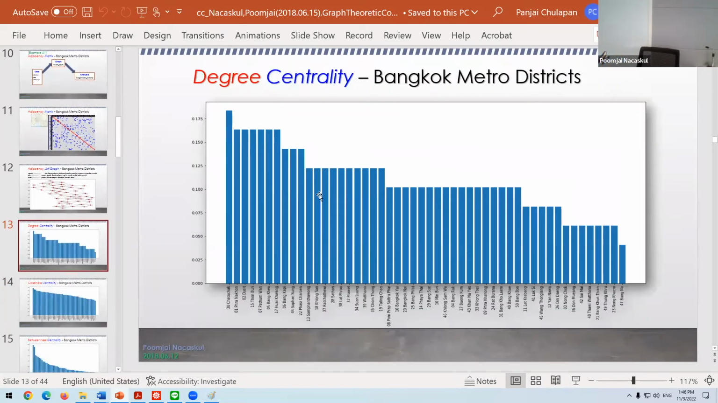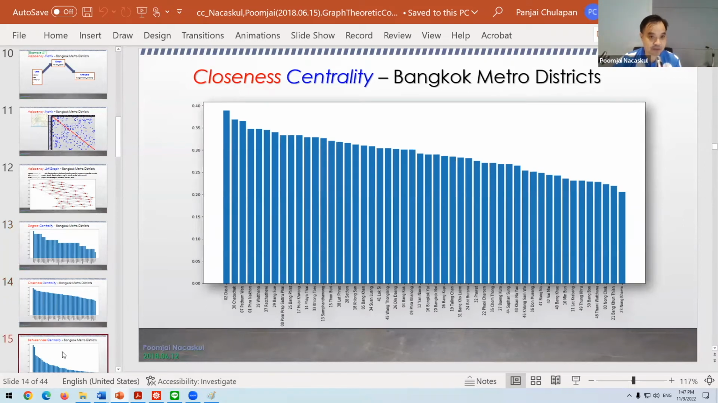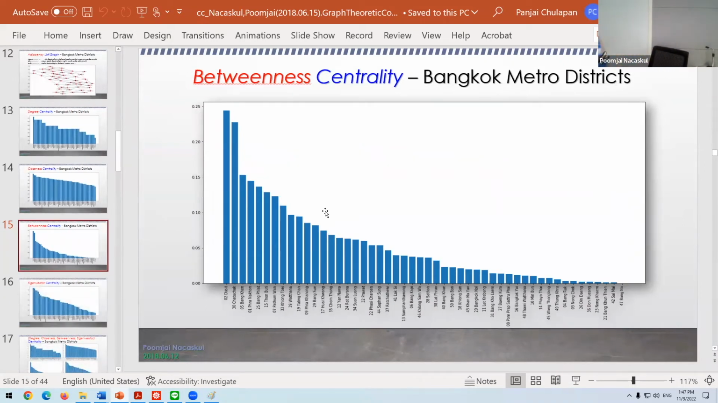I think if you just count numbers, this one has more. This is called degree centrality. But if you count betweenness, you go to this one. Now this is the big picture. Look at this. Clearly, there are two districts in Bangkok that matter more and stand out.